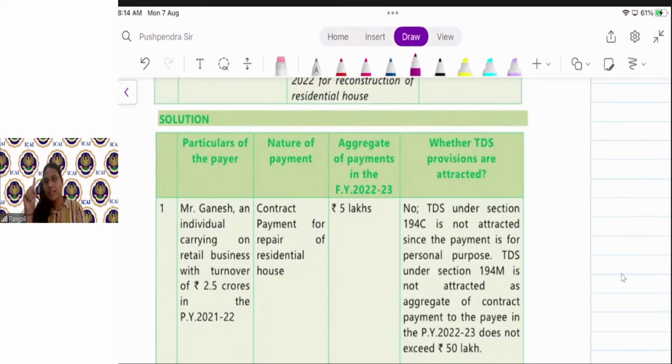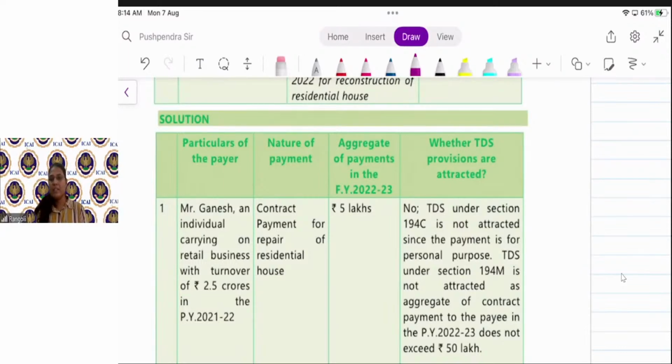Because 194C says that only if your turnover in the last financial year is less than 1 crore, TDS is not required to be deducted under section 194C. But here, the turnover in the last financial year is more than 1 crore. So if he is making any payment for contract in the current year, then he needs to deduct TDS under section 194C. Now in the financial year 22-23, he is making contract payment of 5 lakh rupees for repair of residential house.